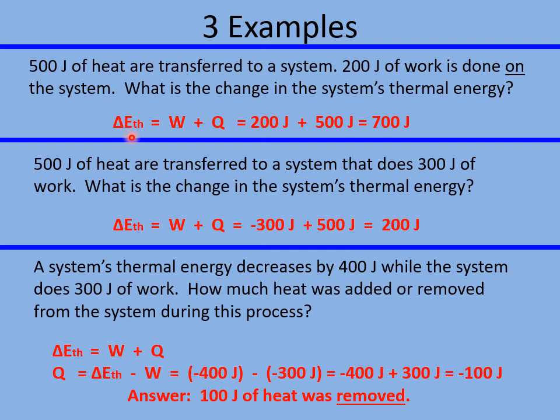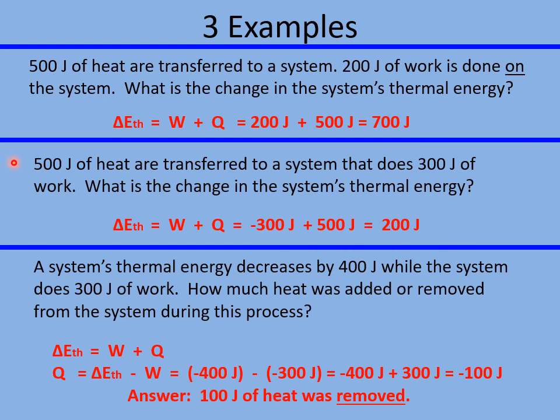So let's write the first law of thermodynamics. Delta E thermal is equal to work plus heat. Now, the work done on the system is positive, so it's 200 joules. Heat, Q, was added to the system, so that 500 joules is also positive, so we just add those together to get 700 joules of increased thermal energy in the system.